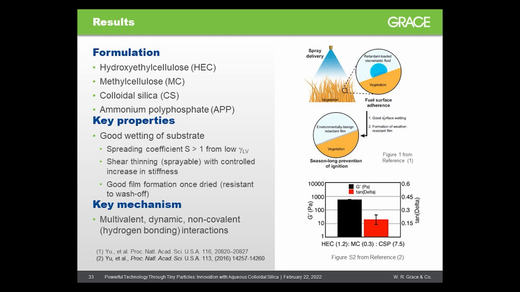This mixture is comprised of 1.2% hydroxyethyl cellulose, 0.3% methyl cellulose, and 7.5% colloidal silica, with the balance water. The black bar represents the storage modulus of the hydrogel, which is analogous to the Young's modulus of a solid in tensile testing. The higher the value, the stiffer the liquid. The value shown indicates that the hydrogel is relatively stiff, roughly comparable to a pudding with high starch content.